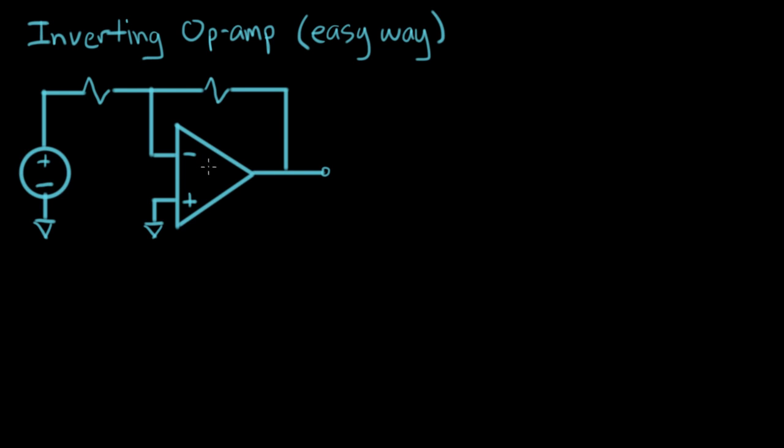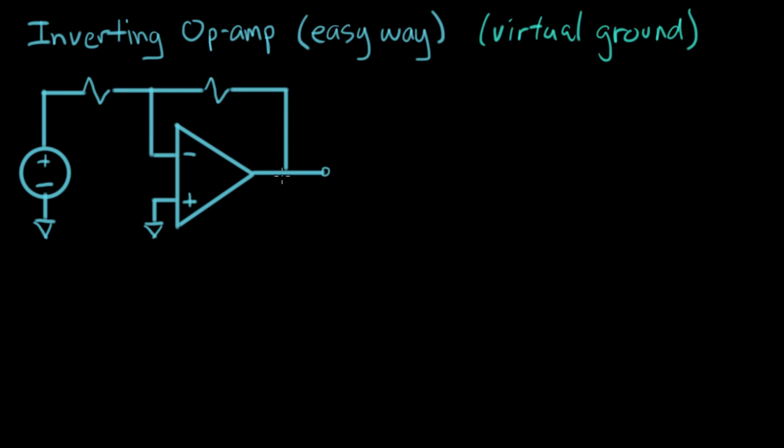All right, so now I'm going to do the analysis of this op-amp configuration again, and I'm going to do it using the idea of a virtual ground. And the idea of a virtual ground actually makes really short work of analyzing a circuit like this.